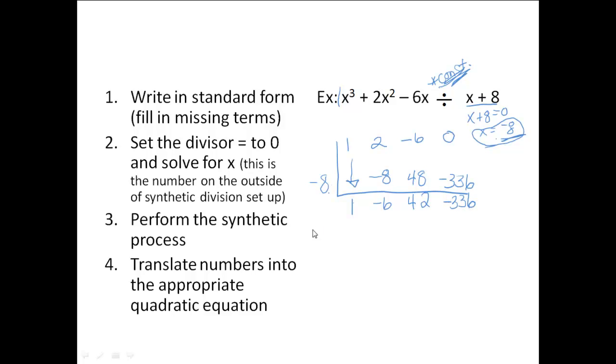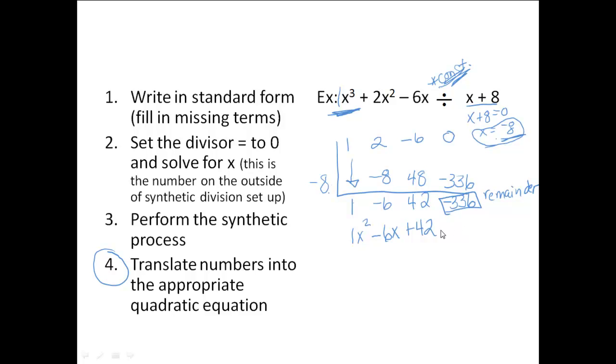Now here's where synthetic division is different than just synthetic substitution. When we do synthetic division, we have to translate our numbers into a new quadratic equation. What we need to do then is take this 1 and it's going to be the leading coefficient. Now if you look at our equation we started with an x cubed. Well, I dropped my degree down by 1. So I would have 1x squared and then I would fill in the rest in order. So minus 6x plus 42, and that leaves this last number as our remainder.